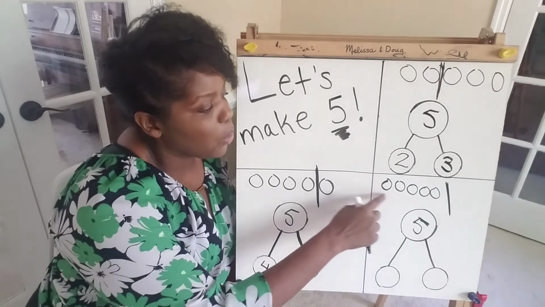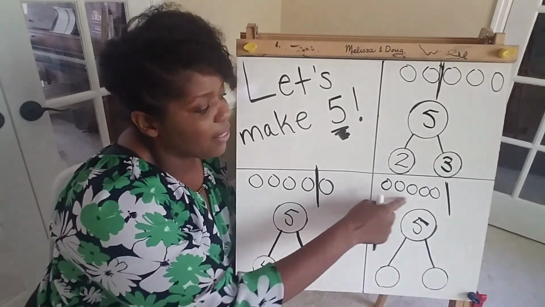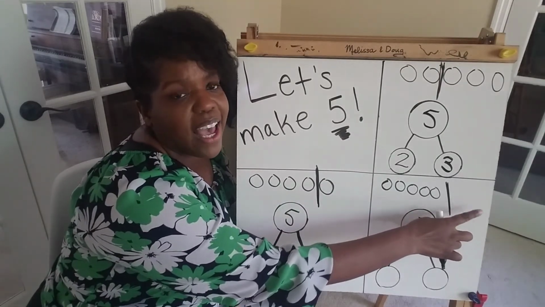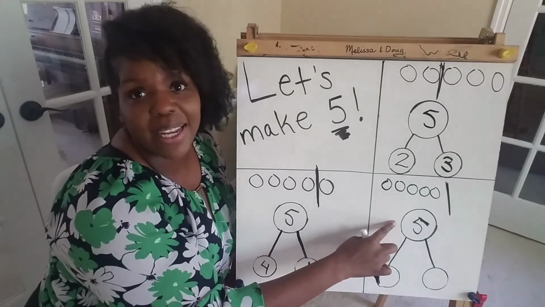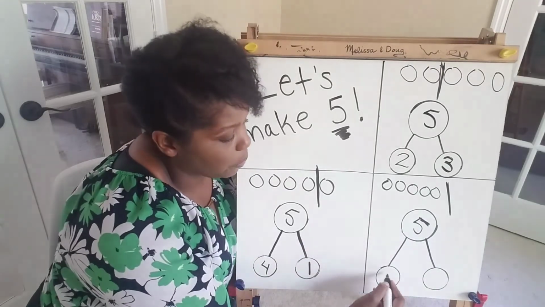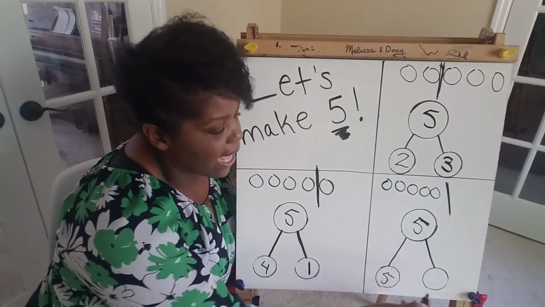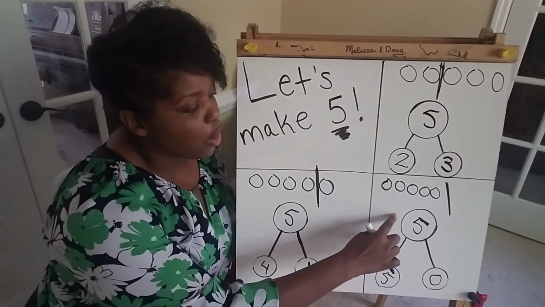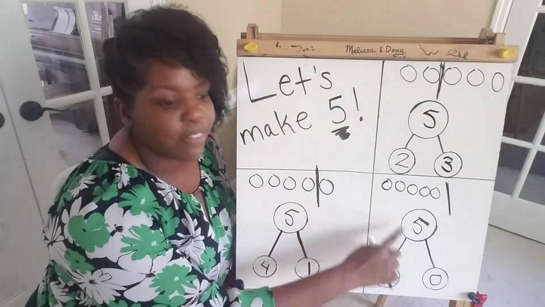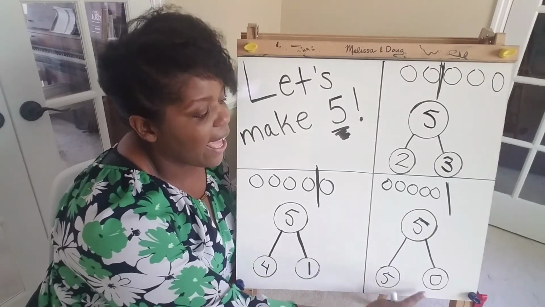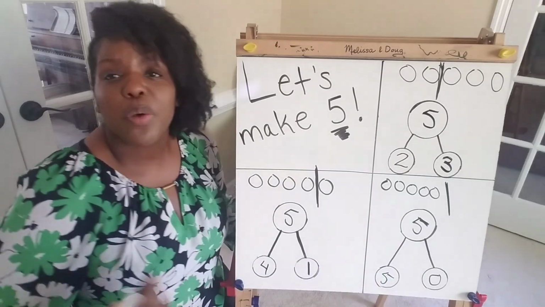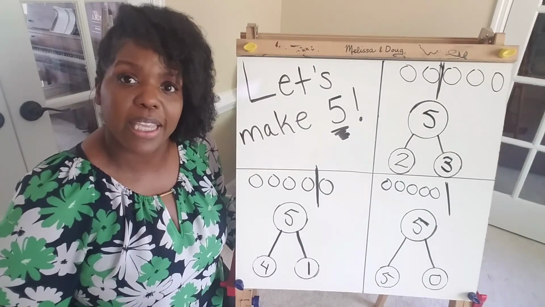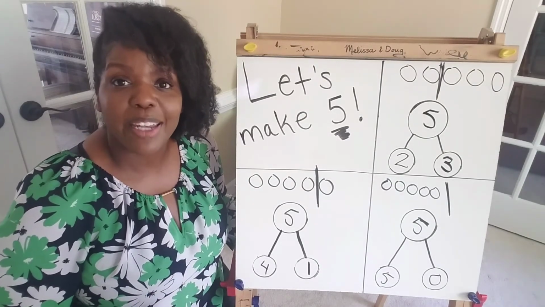So I have 1, 2, 3, 4, 5 on this side, and I have nothing on this side. So in my number bond, I'm going to put 5 on this side and nothing on this side to show that I can break up 5 into 5 and nothing else. So this is how we show that we are decomposing or breaking apart a number.